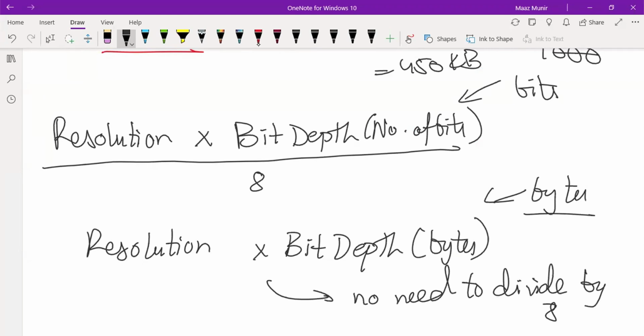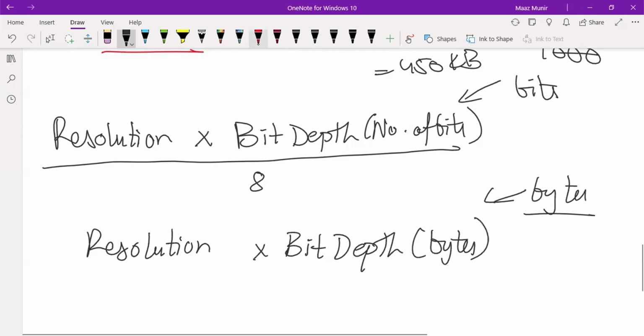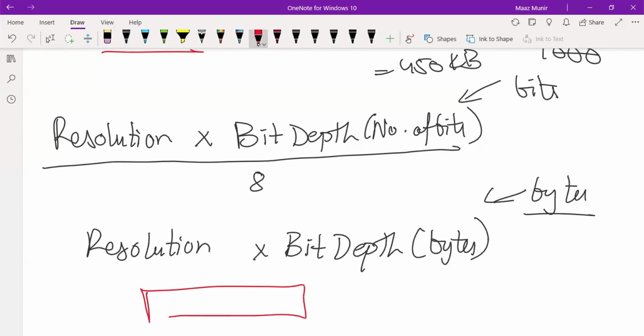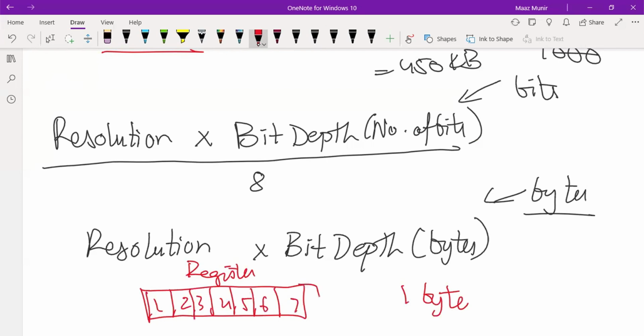And why are we dividing by 8 initially? The reason behind this was taught in the first class: usually we have an 8-bit register, and one register has the capacity of storing 1 byte. So a single register has 8 bits in it: 1, 2, 3, 4, 5, 6, 7, 8. And all together, one register occupies 1 byte of space. Due to that, we have 1 byte equals 8 bits.